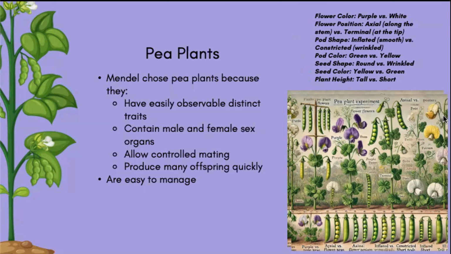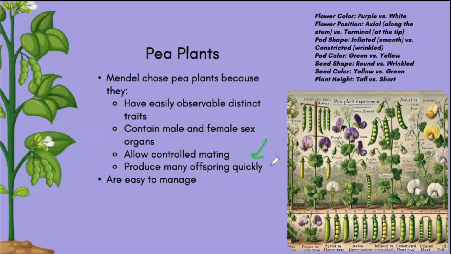They were varied. So, for example, you could have a tall pea plant or you could have a short pea plant. You could have a pea plant that is yellow or green in terms of their seed color. So these are all characteristics that you could see with the naked eye. And so it allowed Gregor Mendel to really study those pea plants easily. And also he could control mating between the male and the female organs of the pea plants. So that was one of the benefits as well.